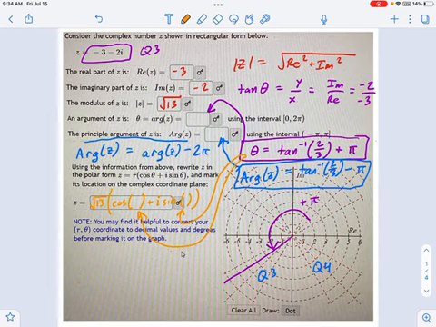Usually we will not be dealing with integer values for real and imaginary parts. We're going to be dealing with values that give you nice or nicer special angles that simplify pretty well.